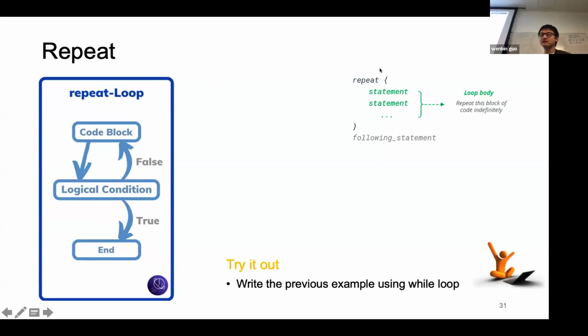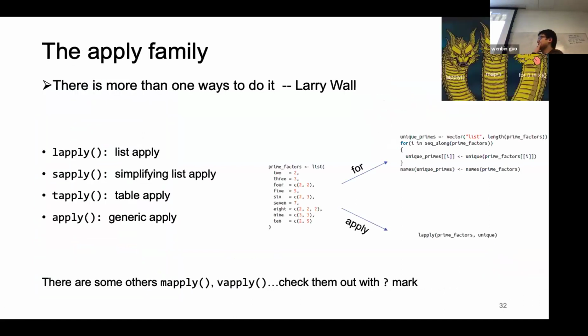So basically here, we don't really have an explicit condition evaluation in the repeat chunk. But when you write the code, you will do something internally. You will try to evaluate whether a certain condition is true or not. If it's true, then you repeat the whole thing indefinitely. If it's false, then you jump out of the loop. So later we'll see.